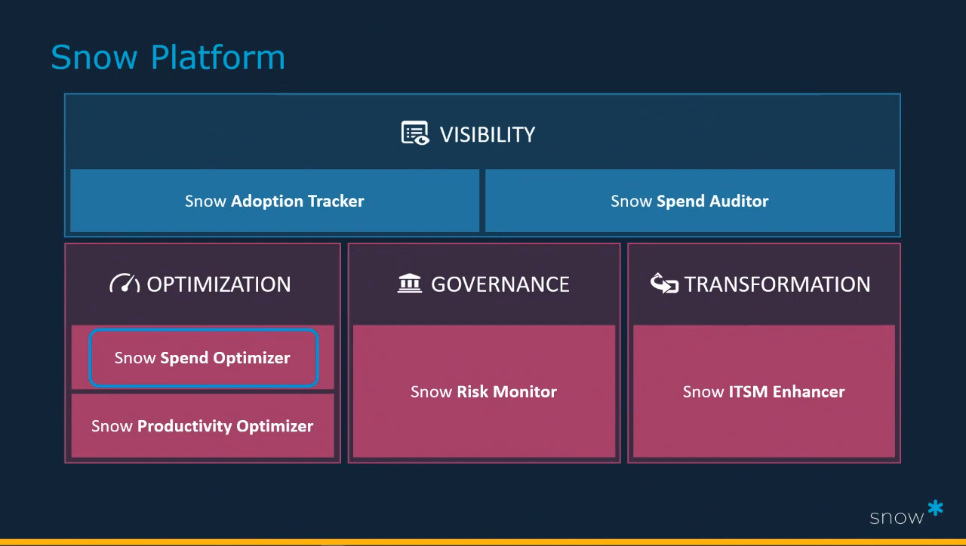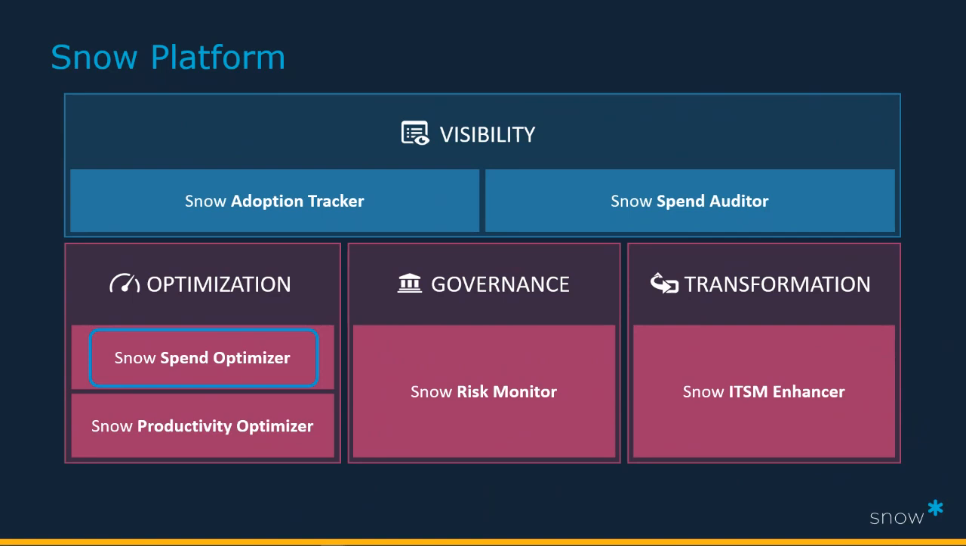So the Snow platform consists of 4 product lines, which focus on values and business outcomes we believe that the solution can help your organization achieve. Those are visibility, optimization, governance, and then transformation. And then we have 6 products. We're talking about Spend Optimizer today.